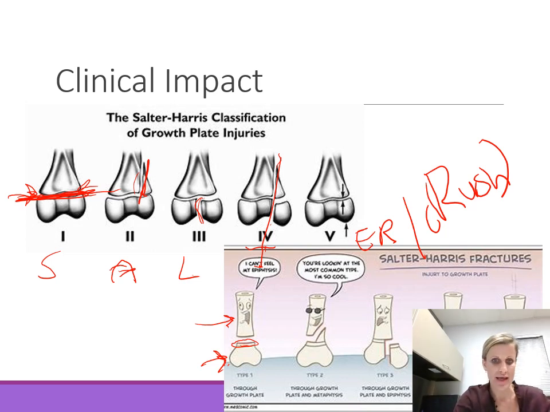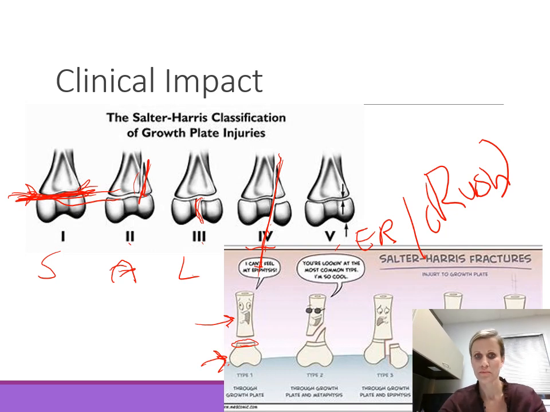Okay, so SALTER for the Salter-Harris classification. Type 1 is straight, right? Goes straight across it. Type 2 is above. Type 3 is lower. Type 4 goes all the way through. And type 5 is a crushing or erosion injury. And again, the problem here is that interfering with the growth plate interferes with continued bone growth.